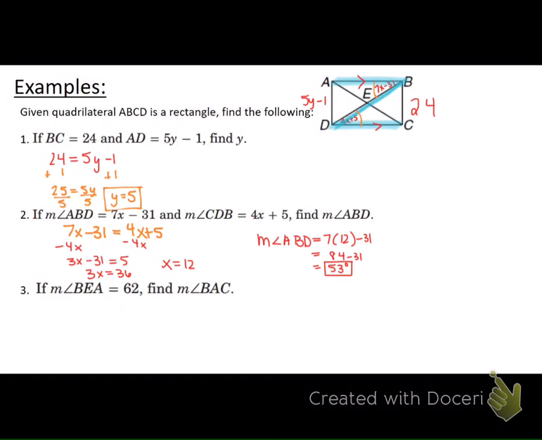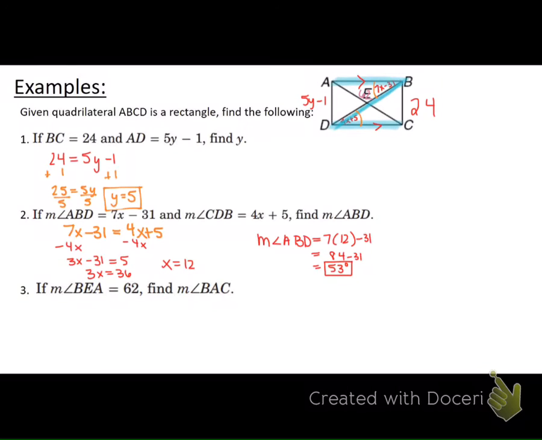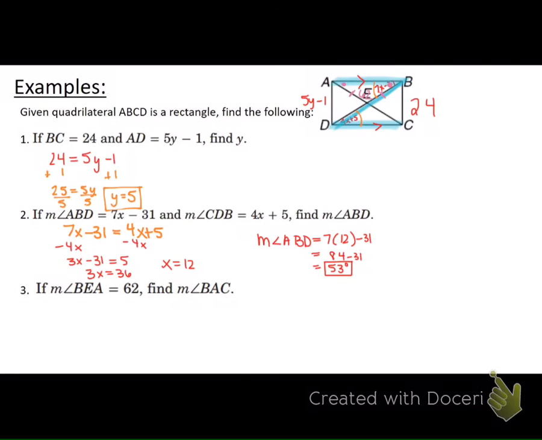It says if the measure of angle BEA is 62, find the measure of angle BAC. This one. What do you know about these two angles here? Congruent? They're congruent. This is an isosceles triangle because we know this piece is congruent to this piece, right? So if sides, then angles.